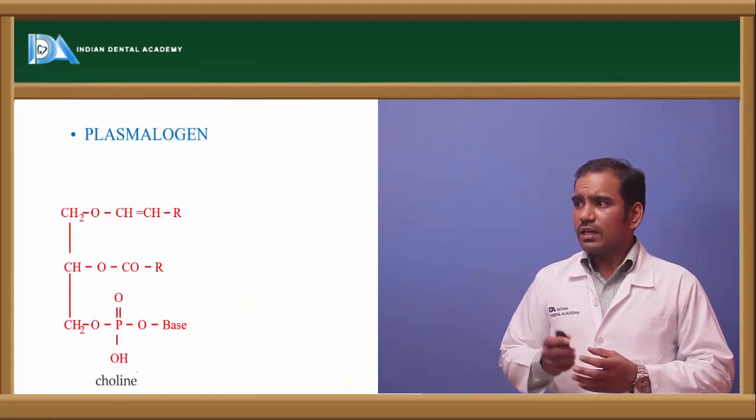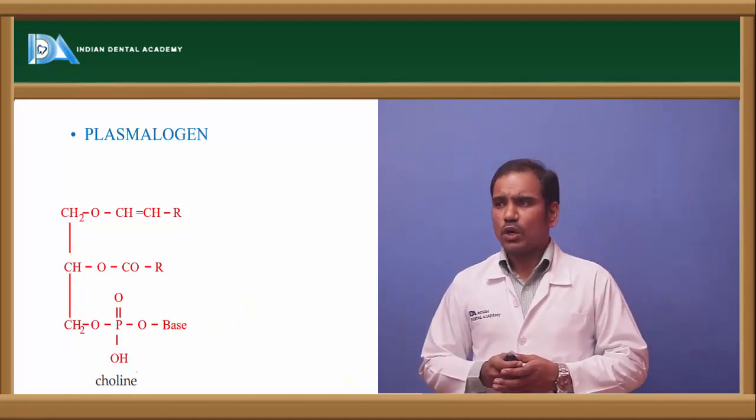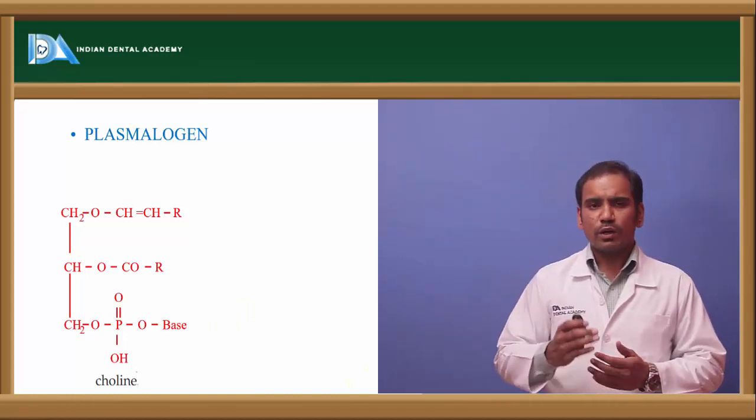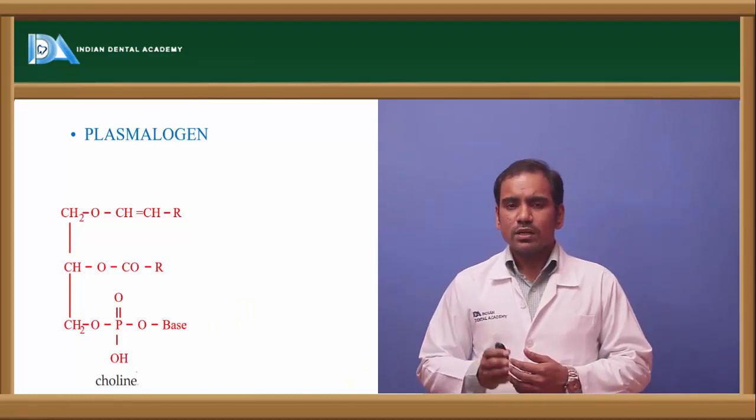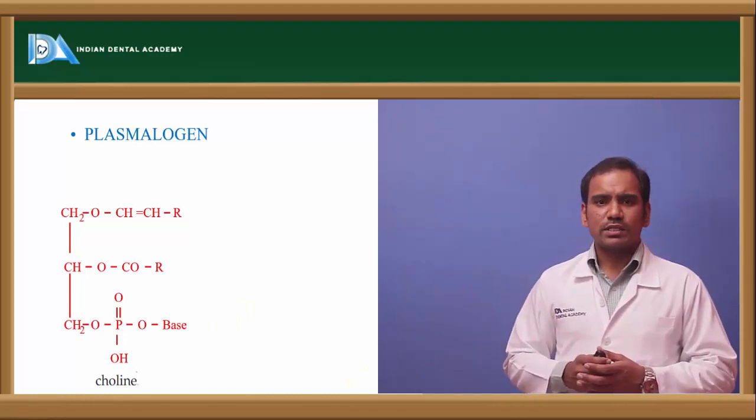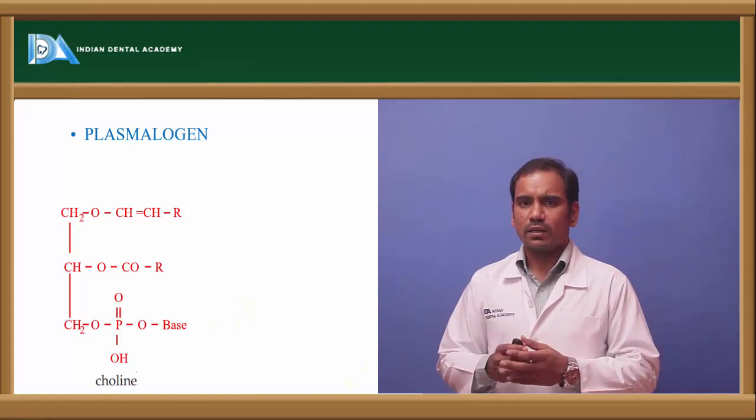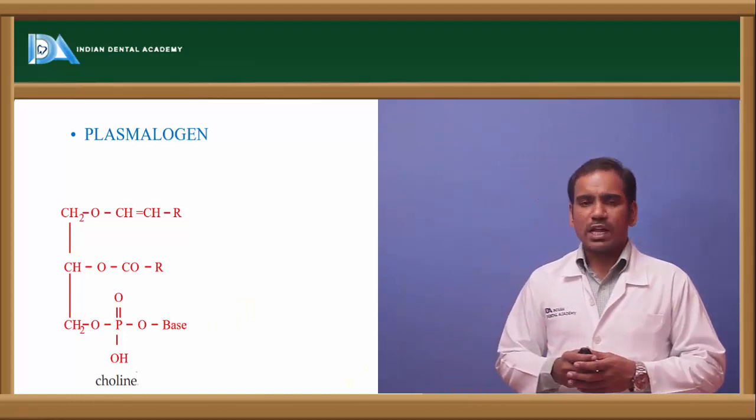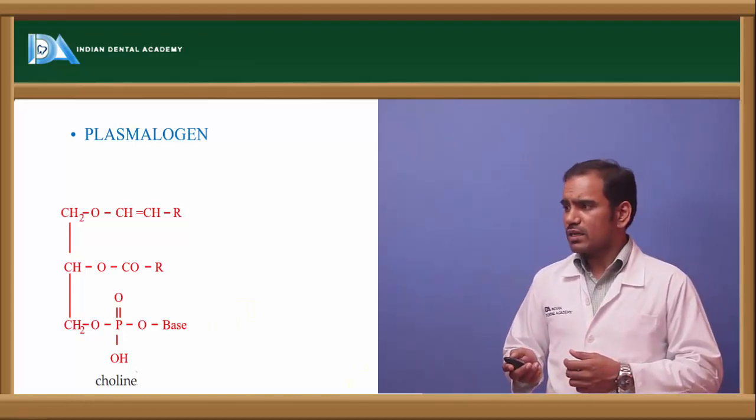When you compare the concentration of plasmalogen with that of other phospholipids, it constitutes about 10% of all the phospholipids in the brain. So that is the significance of plasmalogen and its concentration.